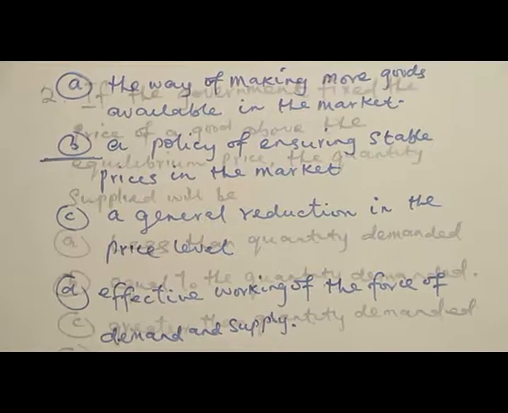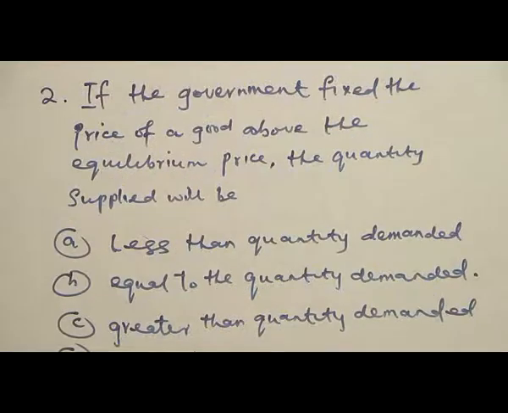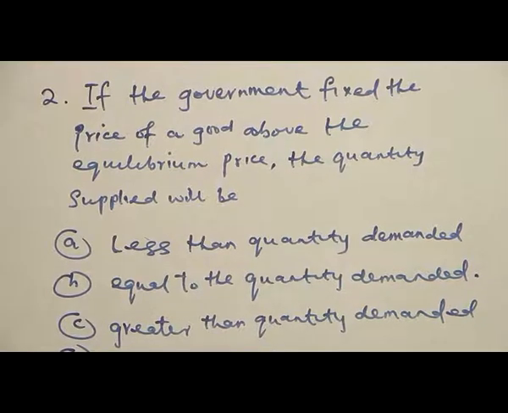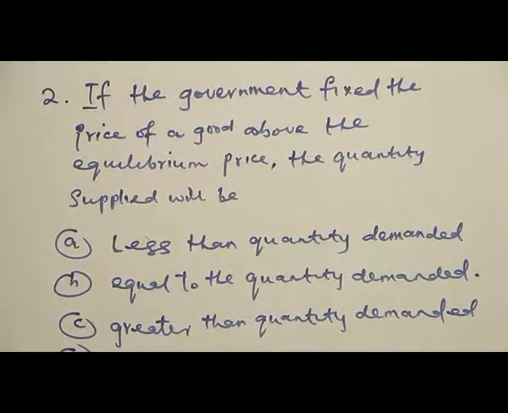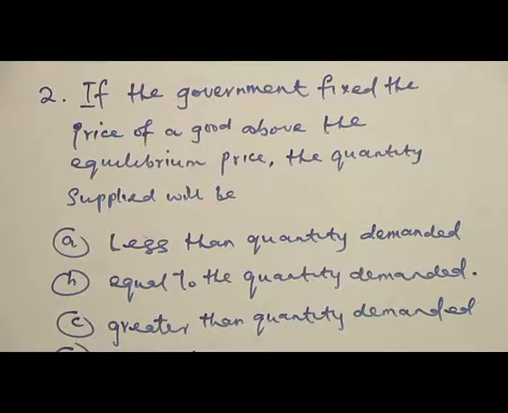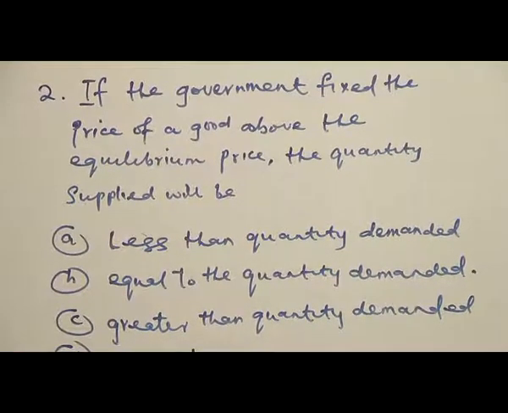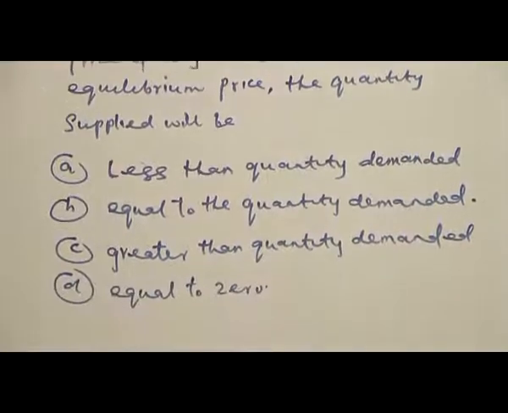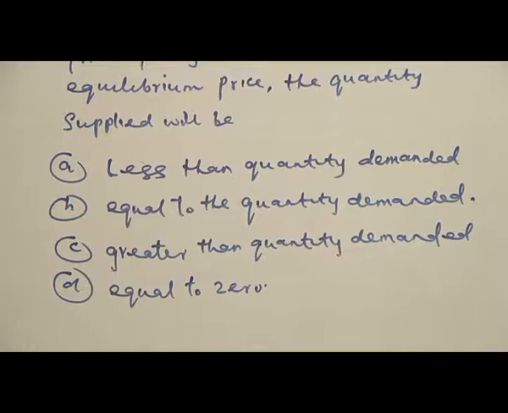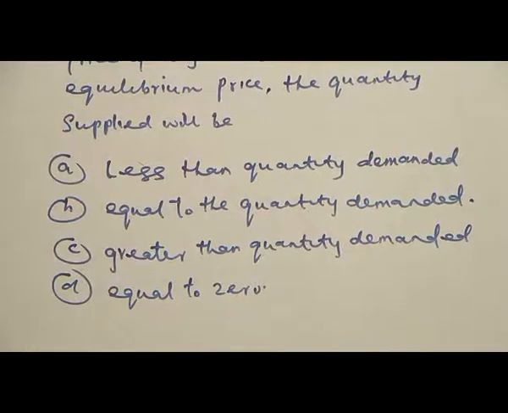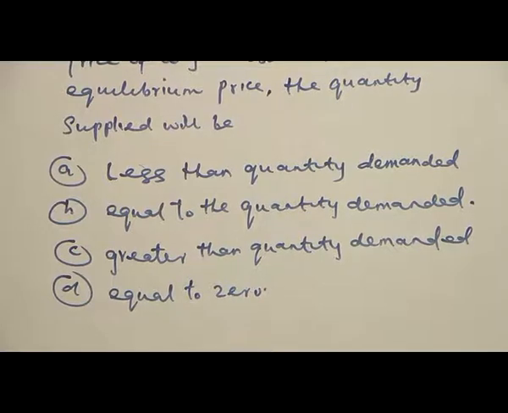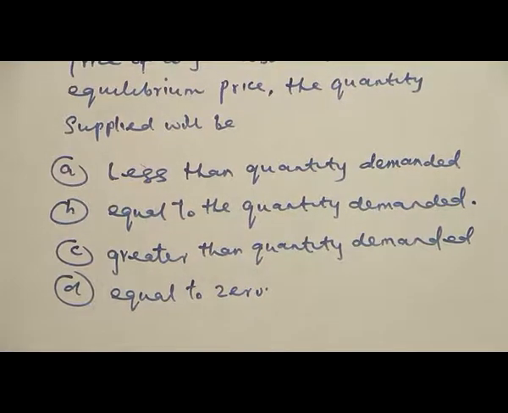Question 2. If the government fixed the price of a good above the equilibrium price, quantity supplied will be A, less than quantity demanded; B, equal to the quantity demanded; C, greater than quantity demanded; D, equal to 0. The right answer is C, greater than quantity demanded.